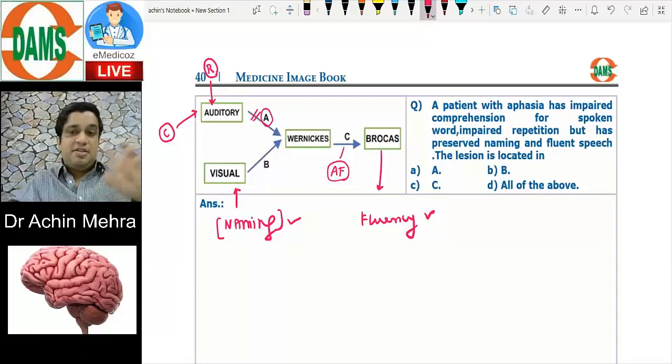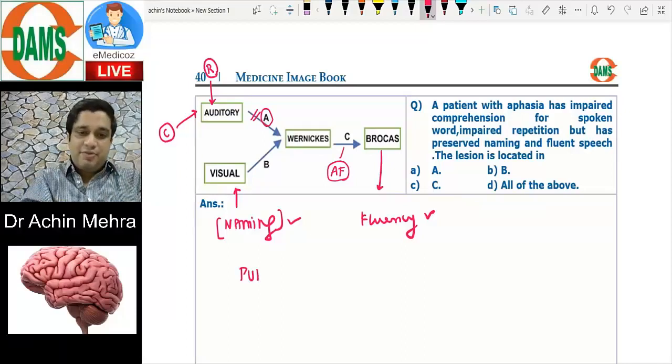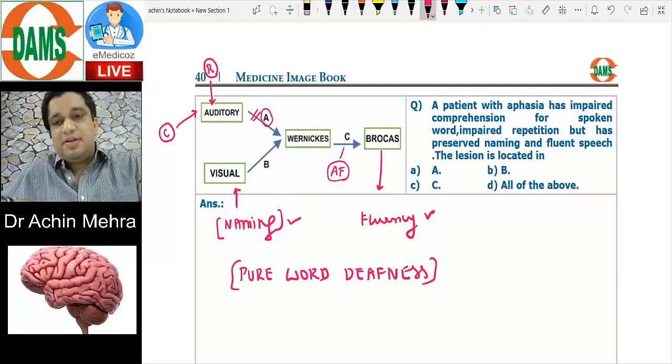Now, if there is a lesion in this part A, the connection of the auditory cortex and Wernicke's is lost. So what do we see in this case? The person can hear my word but cannot understand my word. So he's basically deaf to words, known as pure word deafness. Pure word deafness. Correct? That happens in patients of aphasia when the lesion is at the structure A.